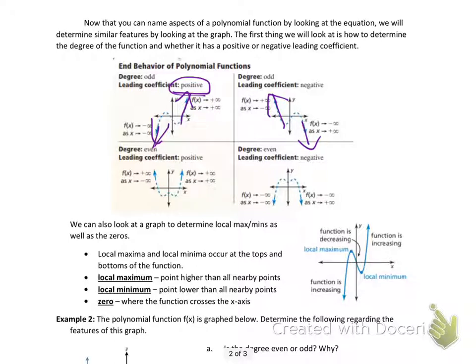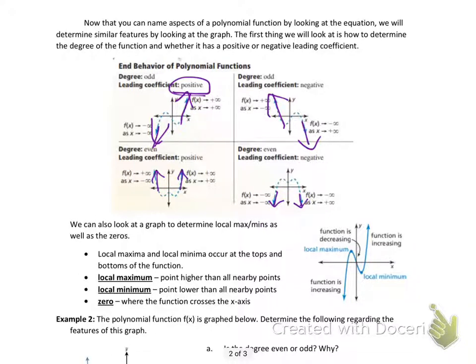Now, like with quadratics, for even powers, they're either both going up, which makes them positive, or they're both going down, which makes them negative. And we did see that when we were talking about quadratics.